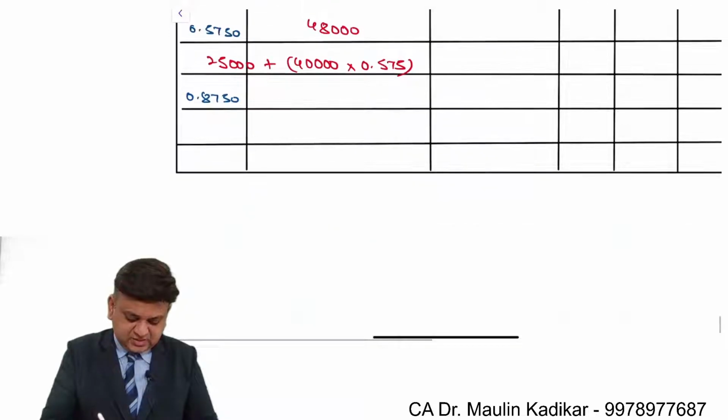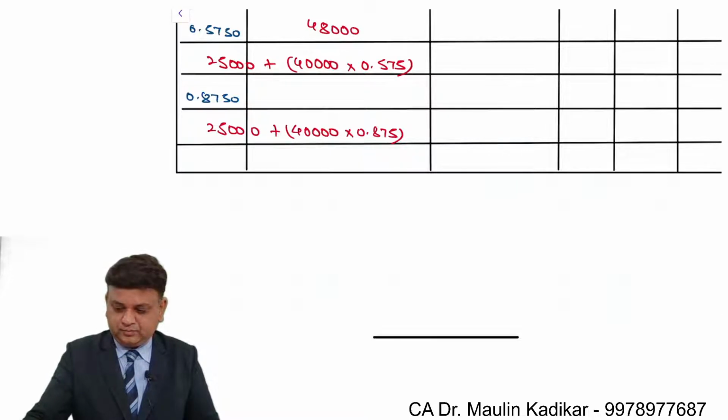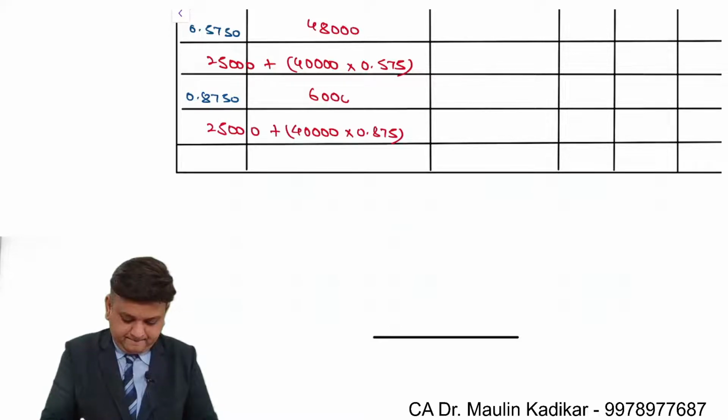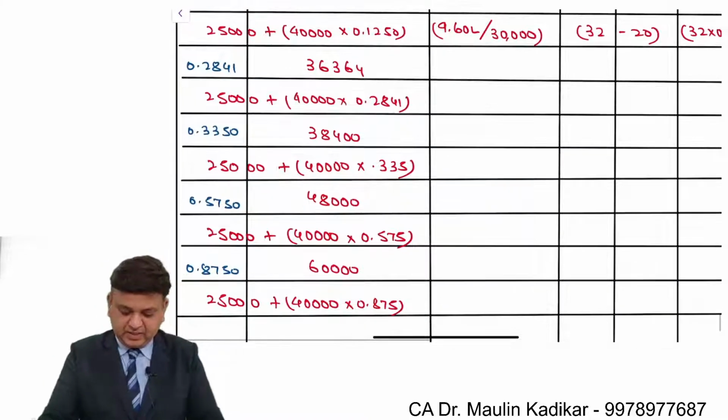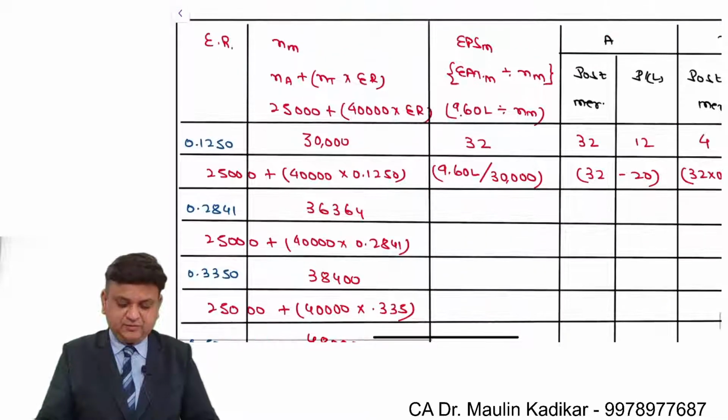In the last case, it is 25,000 once again plus 40,000 into the exchange ratio. So the final answer is 35,000 plus 25,000. That comes to 60,000. So this is the way we have the number of shares of the merged firm.